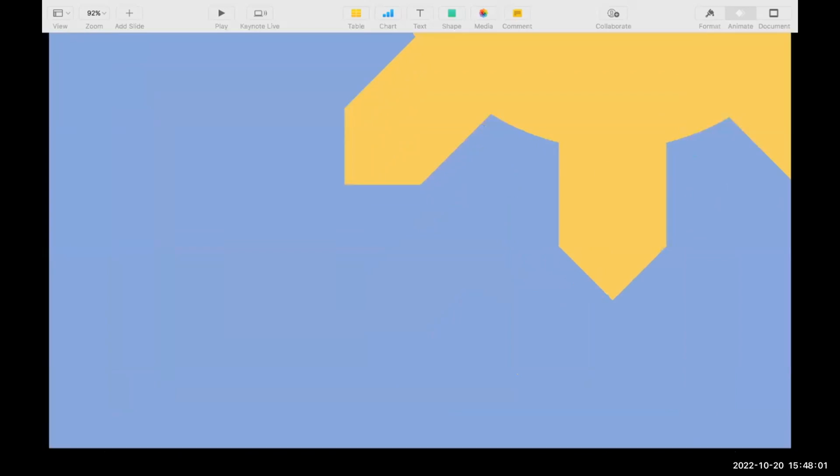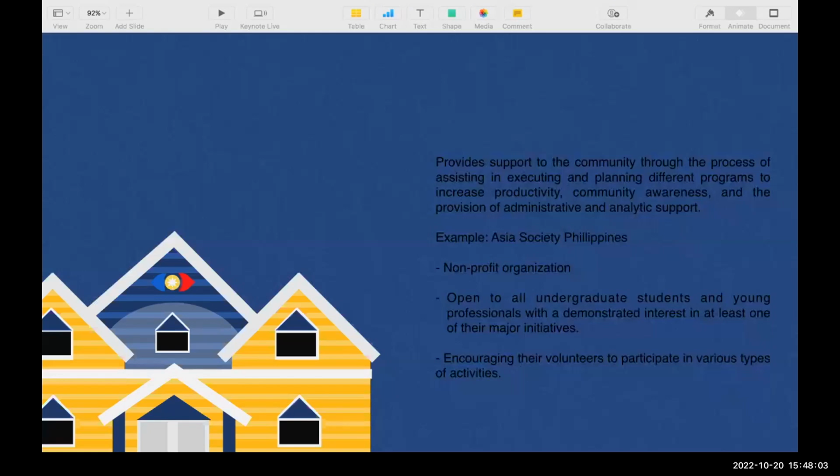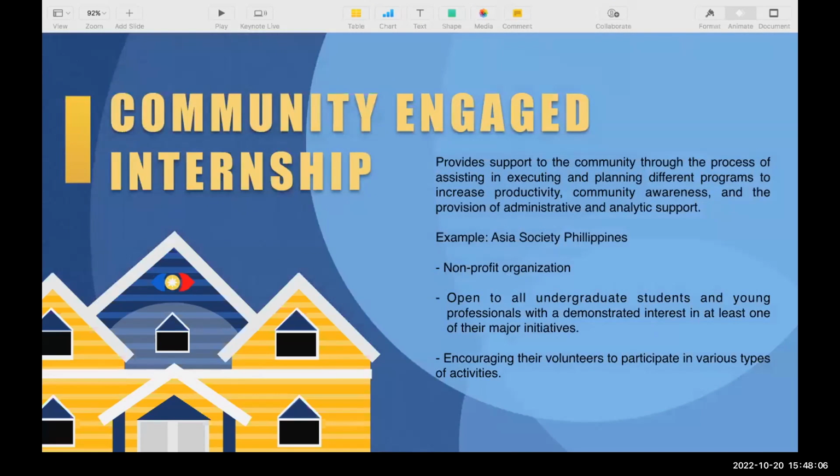Community-engaged internships are a way to provide hands-on professional practice and experience to students and graduates. It plays a vital role in providing support to the community through the process of assisting in executing and planning different programs to increase productivity, community awareness, and the provision of administrative and analytic support.